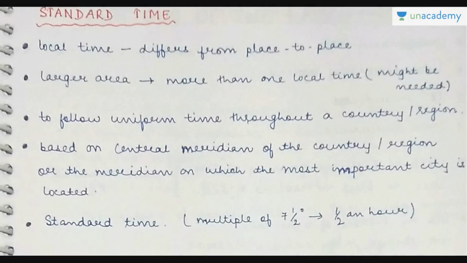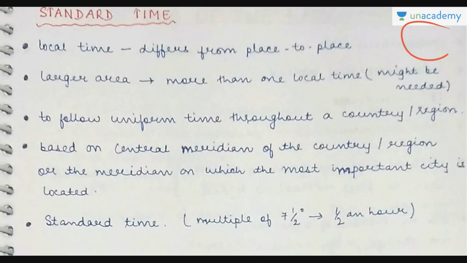Now, this is the concept of standard time. Why? Because the local time might differ from place to place. This is what I told you. There can be ambiguity, so we need to have a standard time. And larger areas can have more than one local time. It might be needed, because if the area is very large, there will be a difference in the time zone. Now, to follow a uniform time throughout a country or any region, how do we take this standard time? We do this based on a central meridian of the country.